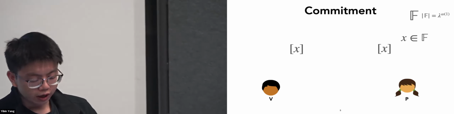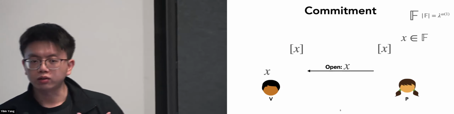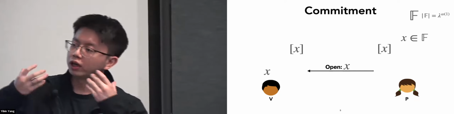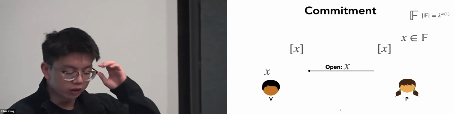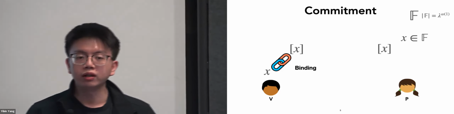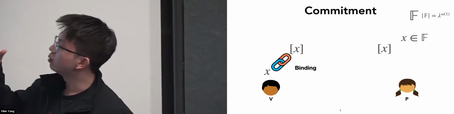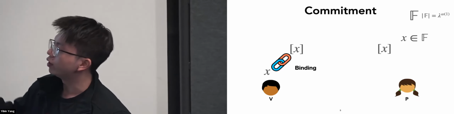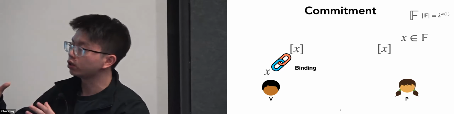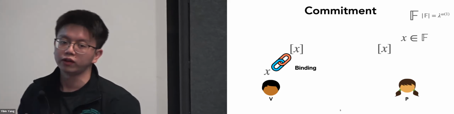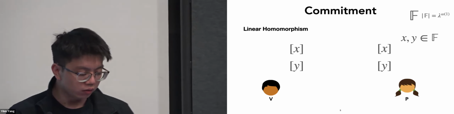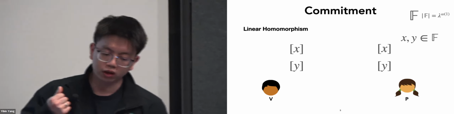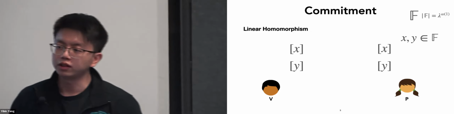Later on, Alice may want to open this X to Bob, saying that Bob, what I just put in the box is X. In particular, the cryptographic commitment requires a binding property, meaning that a malicious Alice, the prover, should not be able to open the box where she put X to any value besides X. And I'm going to assume this commitment scheme also has a property called linear homomorphism.